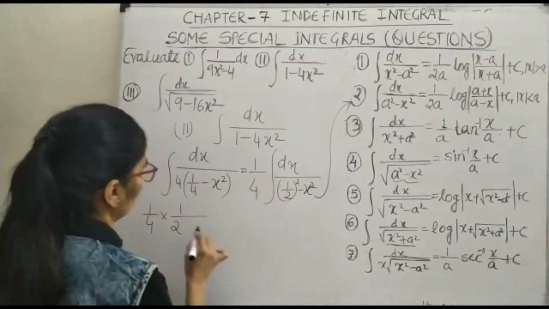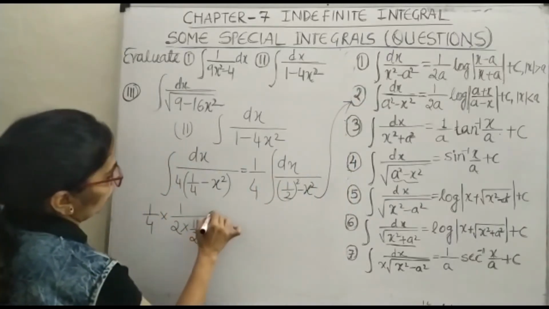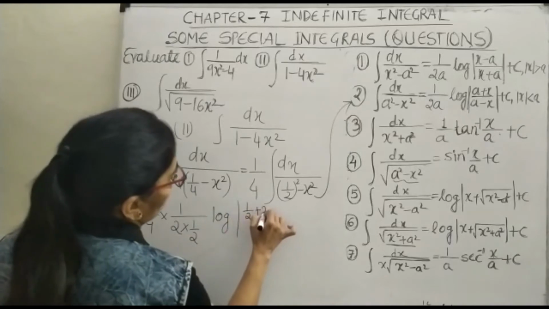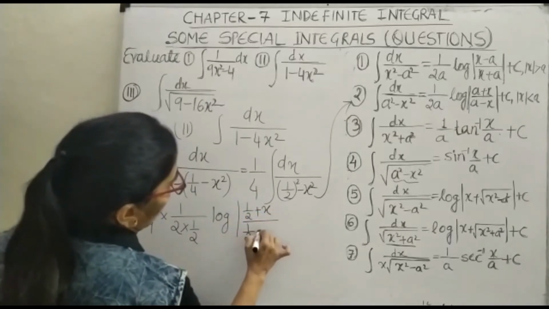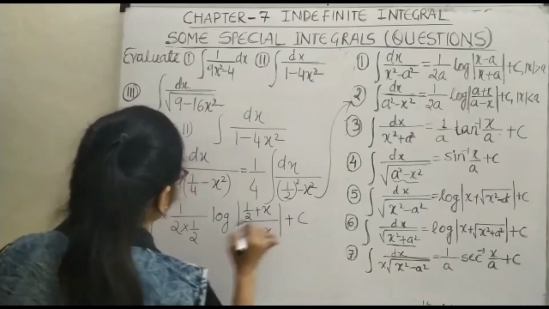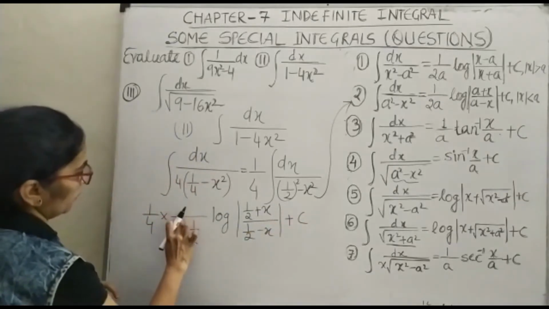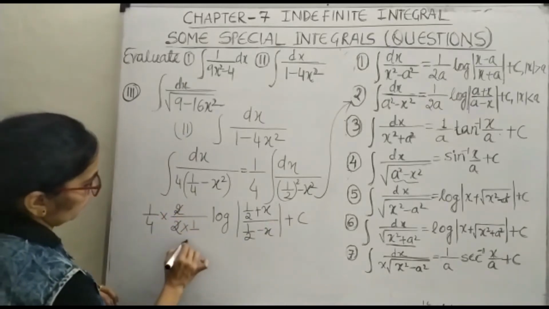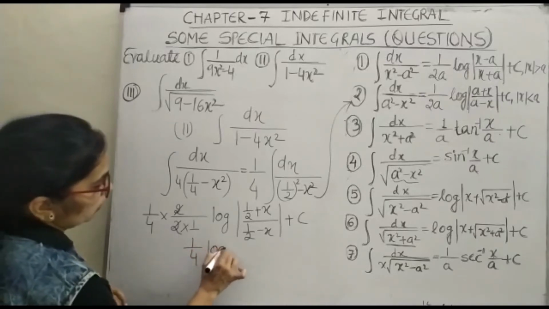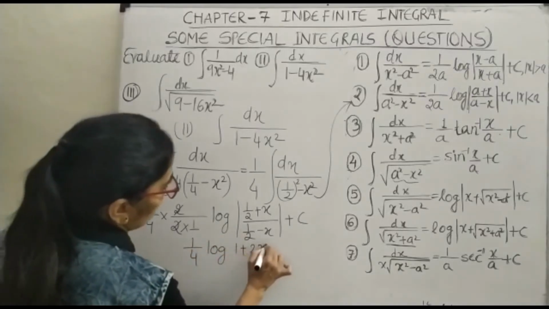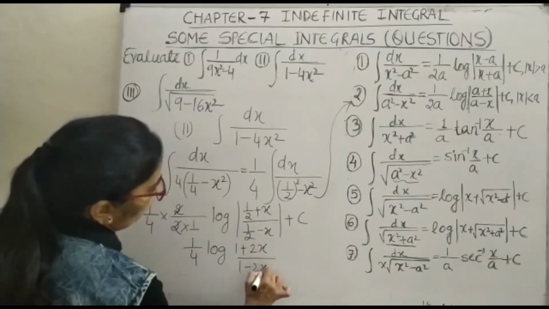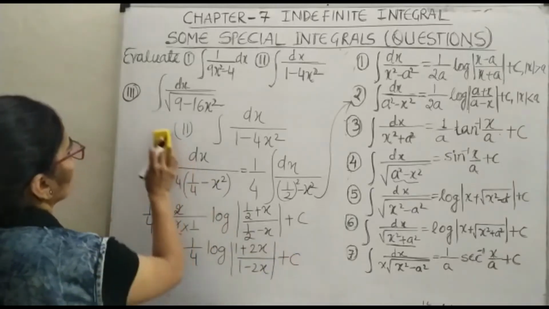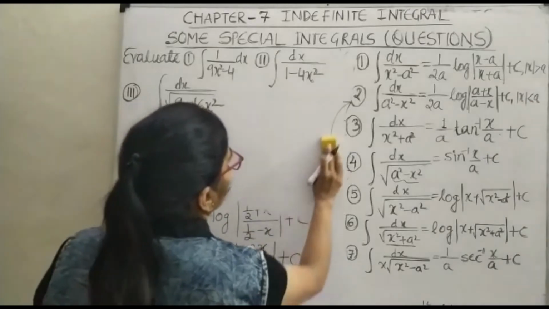यहाँ पे a की वैल्यू क्या हो जाएगी, half. 1 upon 2 log a plus x, that is half plus x, upon half minus x, plus c. You can see here ये 2 आपका यहाँ पे आ जाएगा. So this is 2, 2 will be cancelled. So here 1 by 4 log 1 plus 2x upon 1 minus 2x plus c. Okay. Now coming to question number 3.